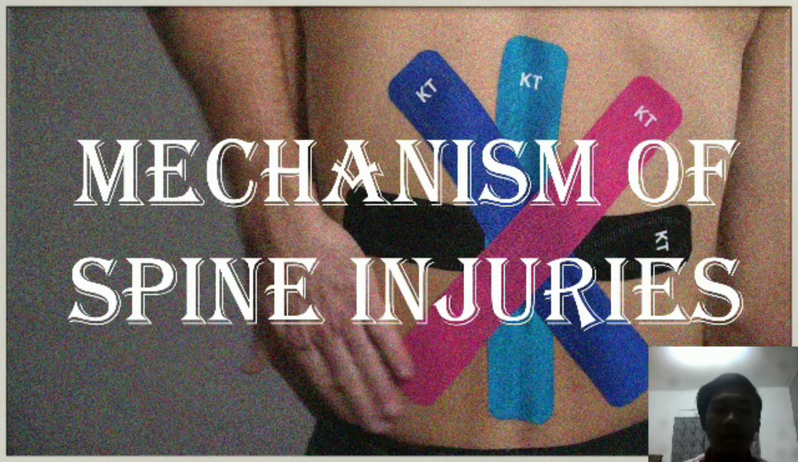The third one is axial loading. Most cervical spinal cord injuries are the result of axial loading. It forces the head into hyperflexion and rotation. This type of mechanism can result in a fracture or dislocation of one or more cervical vertebrae.